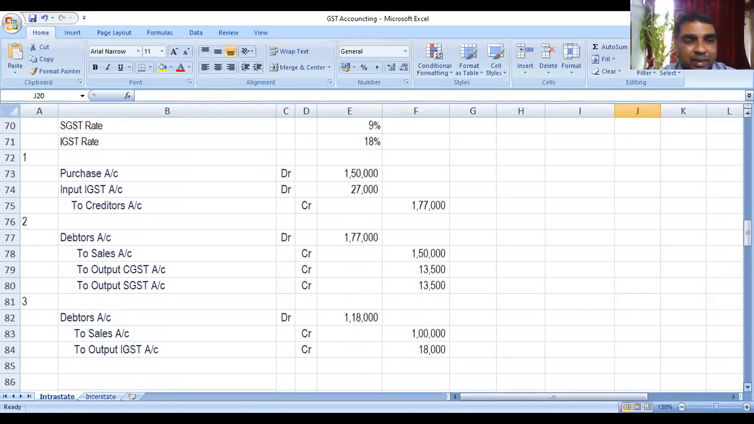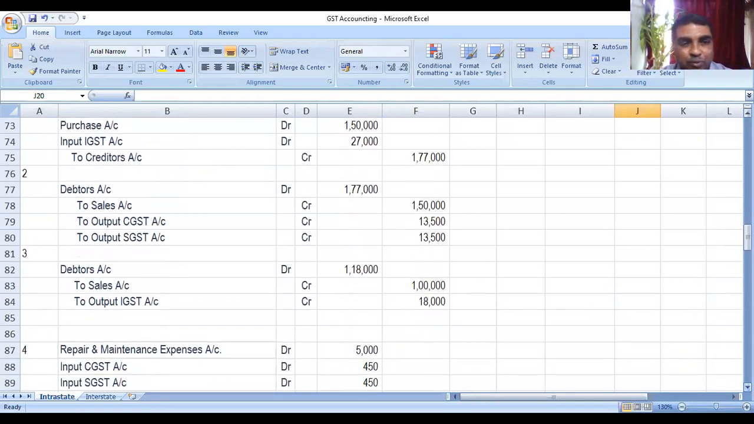Now when sales are made, this is a local sale. So debtors account is debited this month. Sales account is, as usual, credited. But since it is a local sale, two kinds of liabilities arise: output CGST and output SGST, 13,500 each at the rate of 18%. This is clear, local sales, a similar entry we had seen earlier.